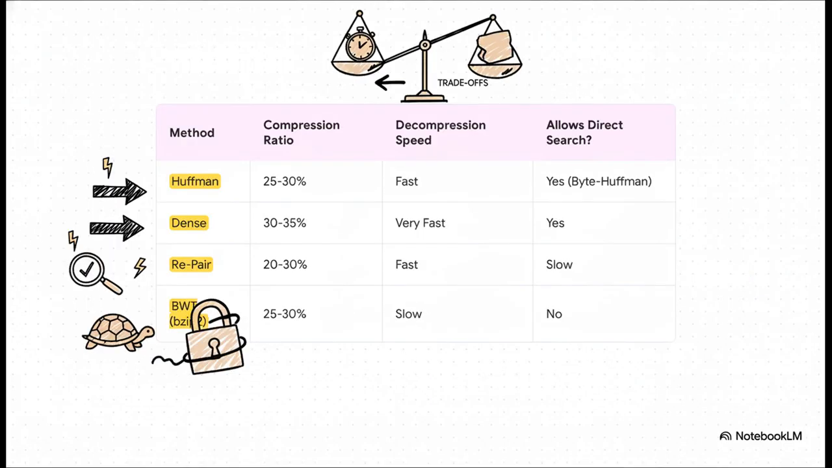But as this chart shows, it's always a game of trade-offs. Take a look at Huffman coding. It's pretty fast, and you can even search the compressed data. Now compare that to BWT, which is what bzip2 uses. The compression is great, but man, is it slow to decompress, and you can forget about searching it directly. So there's no single best method here. It all comes down to what you need most: speed, size, or searchability.